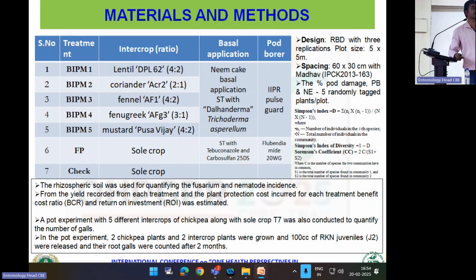At 30 days after sowing, we collected rhizospheric soil samples and examined the nematode species present. Then we calculated the yield, and from the yield data we calculated the benefit cost ratio and the rate of return on the investment. Apart from this, a pot experiment was also conducted simultaneously with the chickpea and the intercrops and all the treatments, wherein we released 100 cc of root knot nematode, Meloidogyne javanica, and noted down the root galls in each module to quantify it.